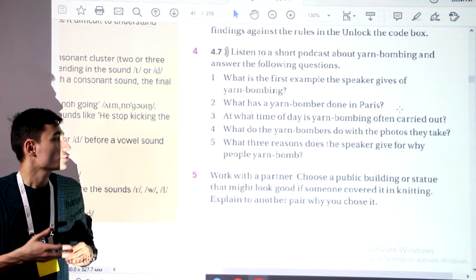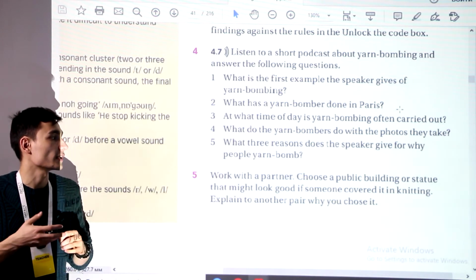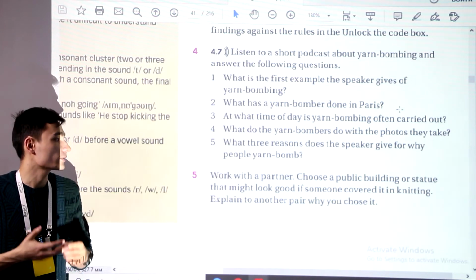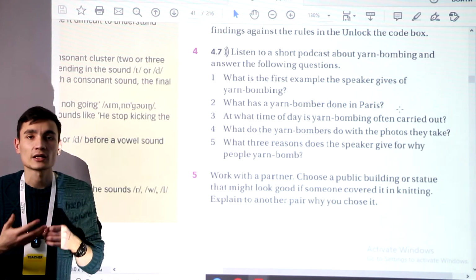Exercise 1. Work with a partner. Choose a public building or statue that might look good if someone covered it in knitting. Explain to another pair why you chose it. Pause the video and do this exercise in a written form.